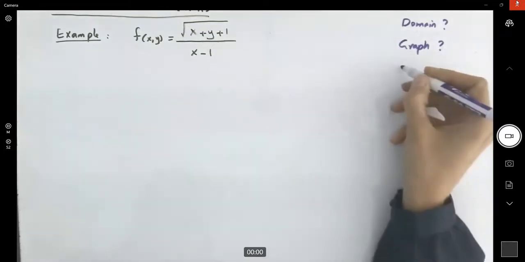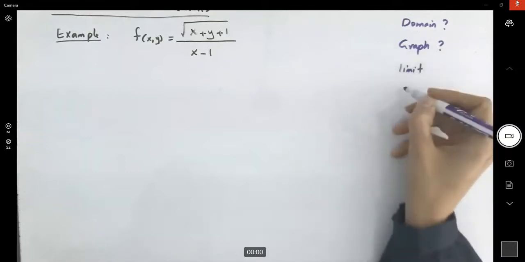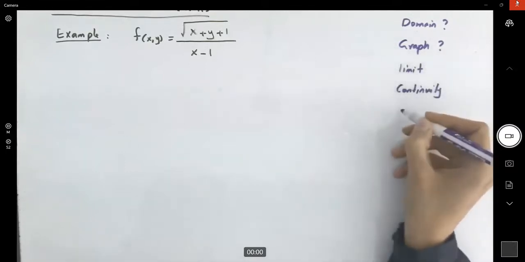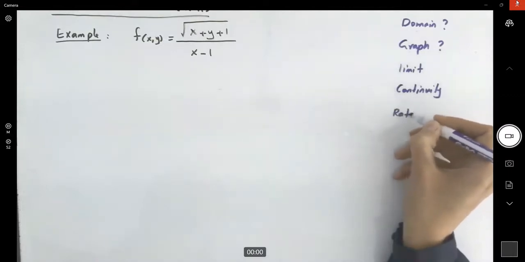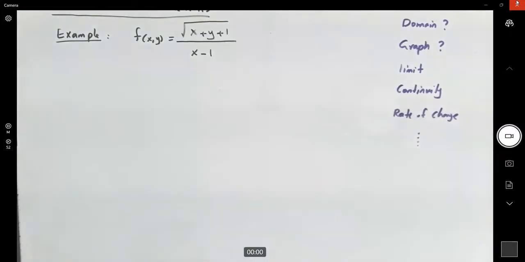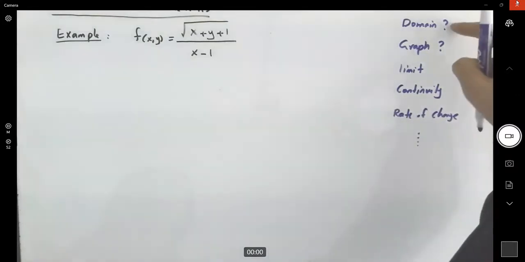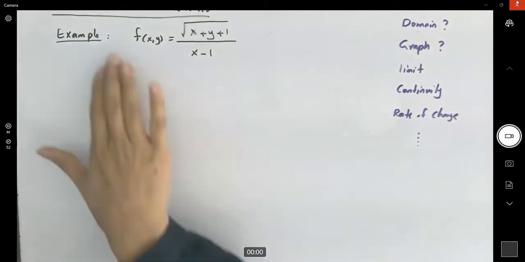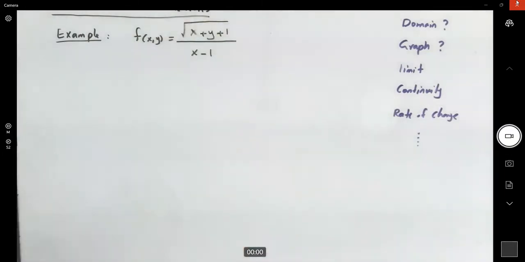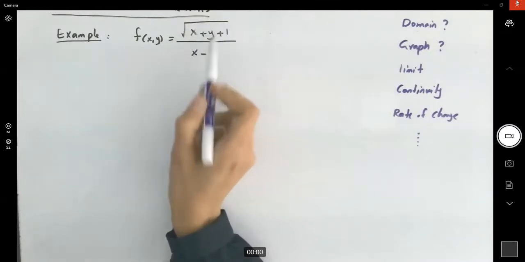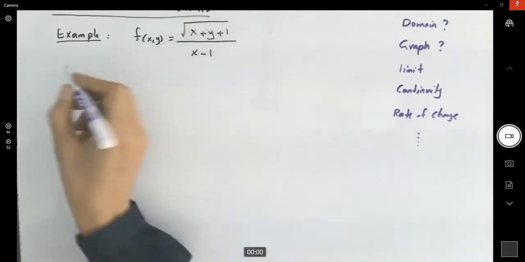Then later on, we're going to talk about the limit. We're going to talk about the continuity. Then we're going to talk about the rate of change and so on. For now, we're going to focus on the domain and the graph of the function. Okay, so how do I find the domain? To find the domain, you have two important things to focus on.